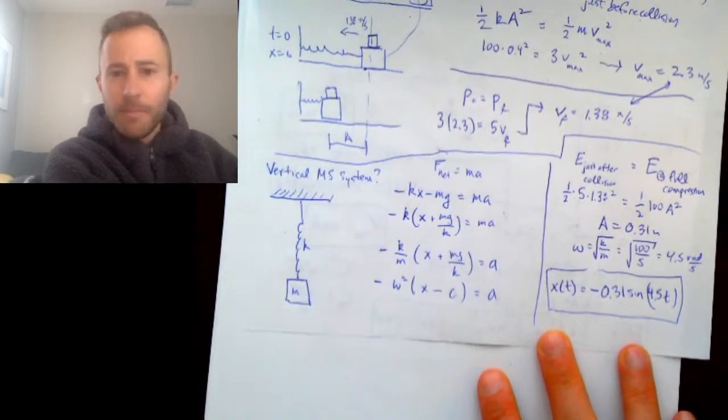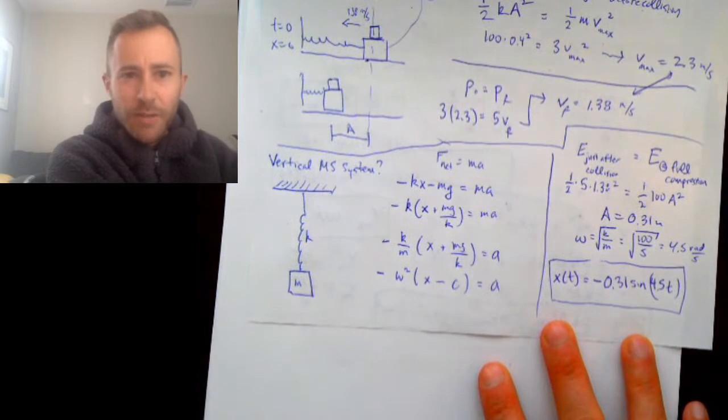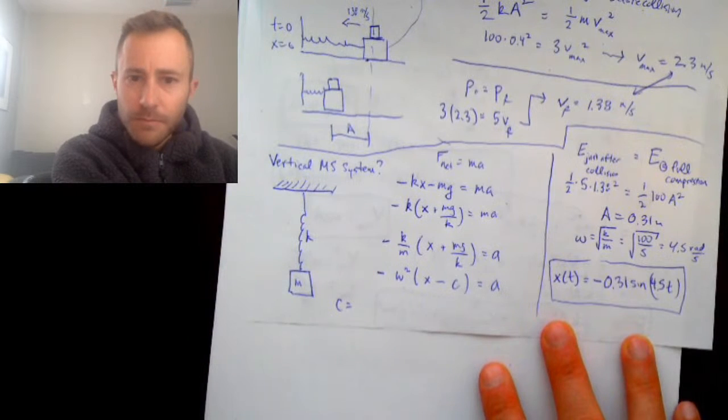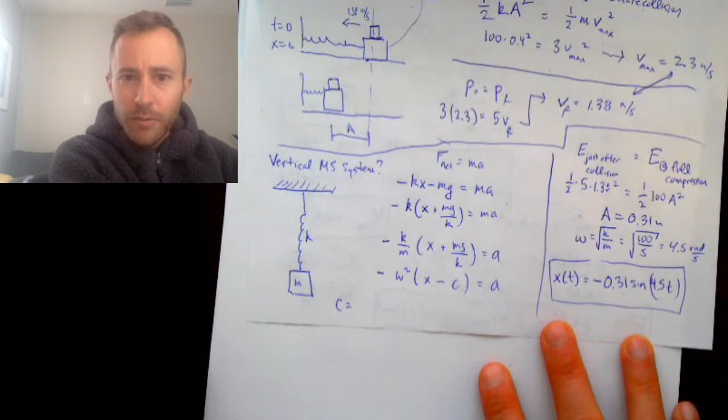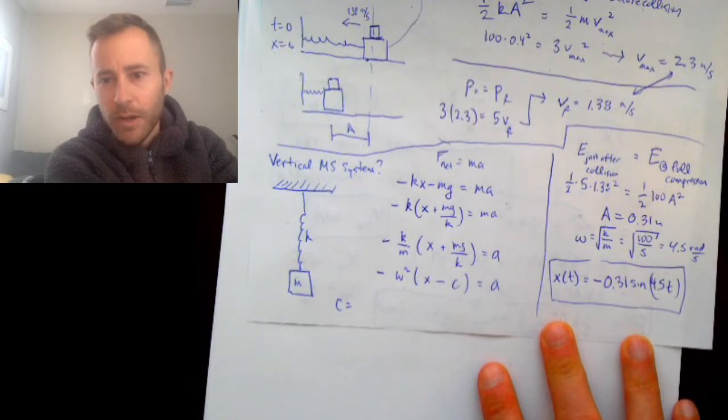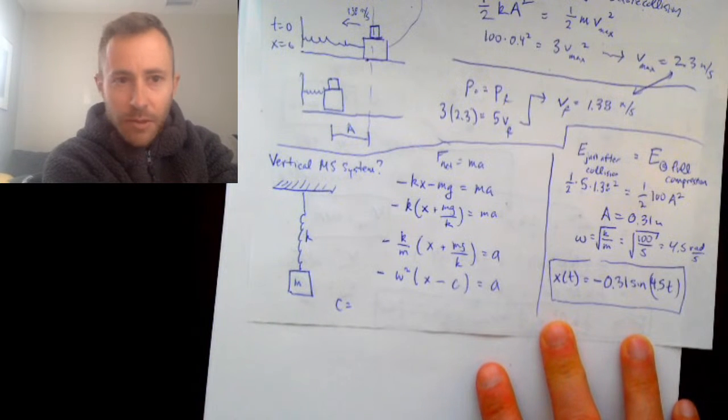Who could tell me what is the c value? What is c equal to if you have a vertical mass spring system? If you have a horizontal mass spring system, the c value is 0 because it's oscillating about x equals 0. But what about if you have a vertical mass spring system? Type it in the chat if you know.